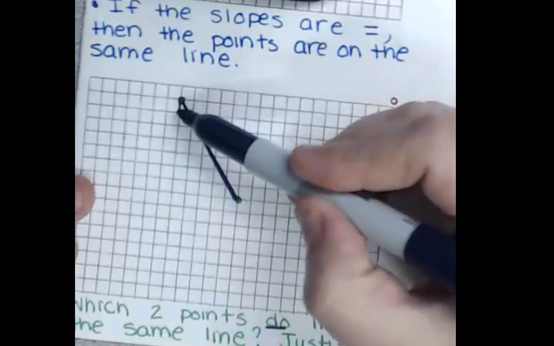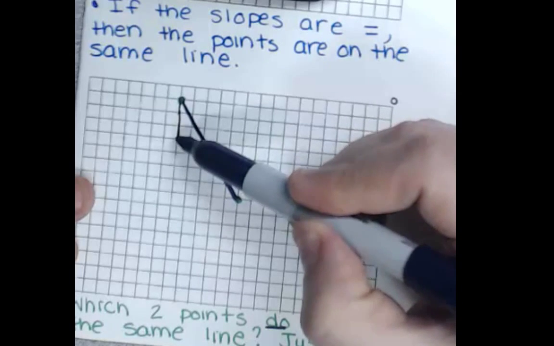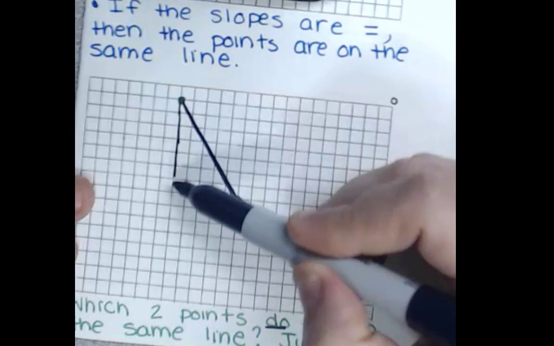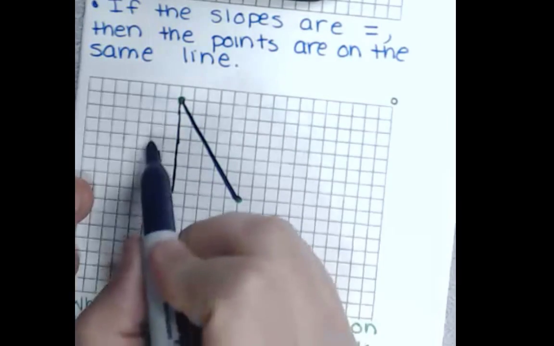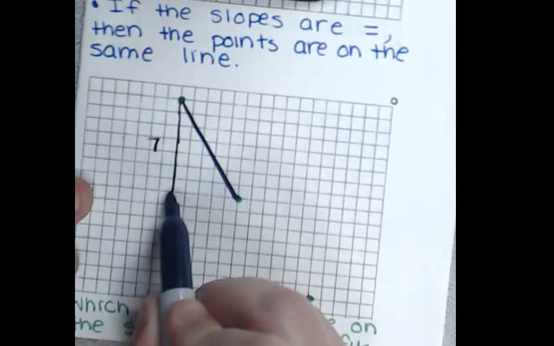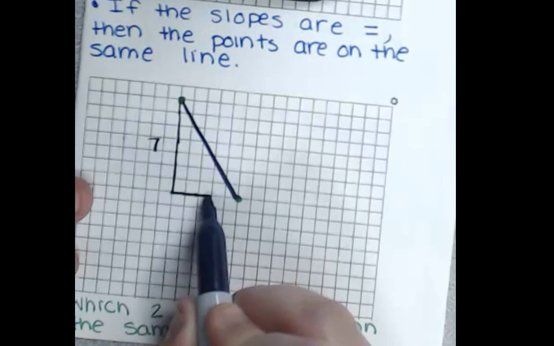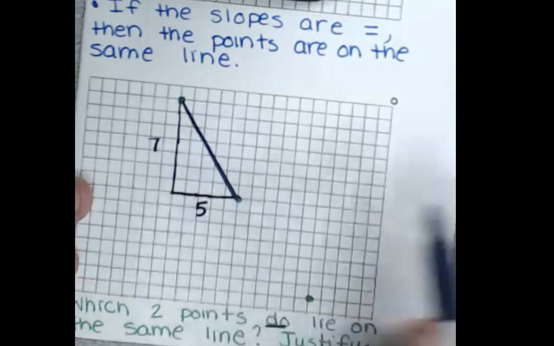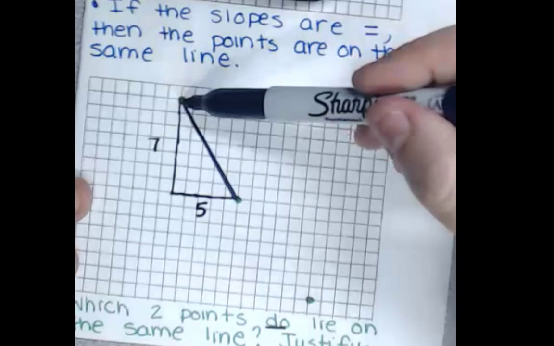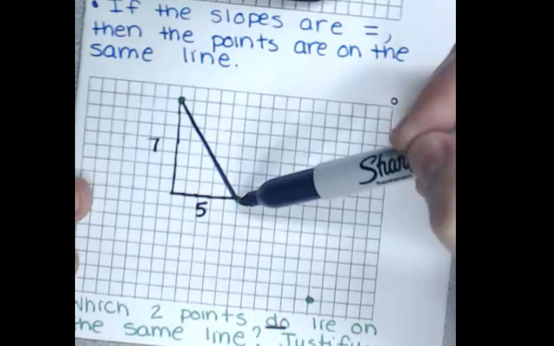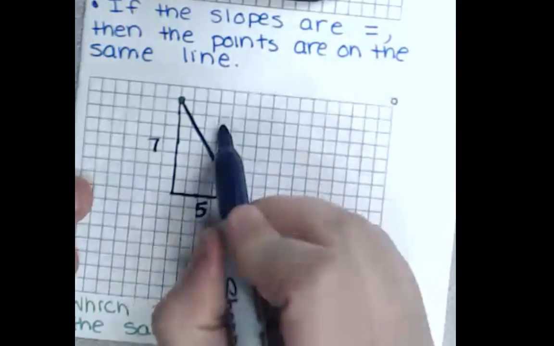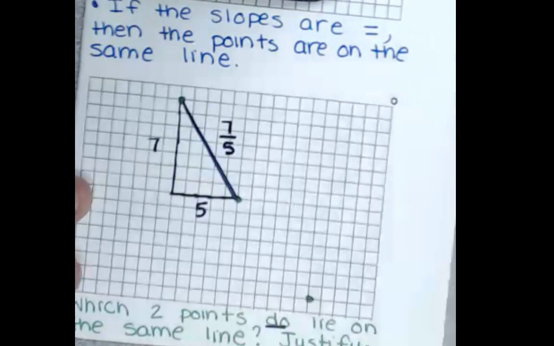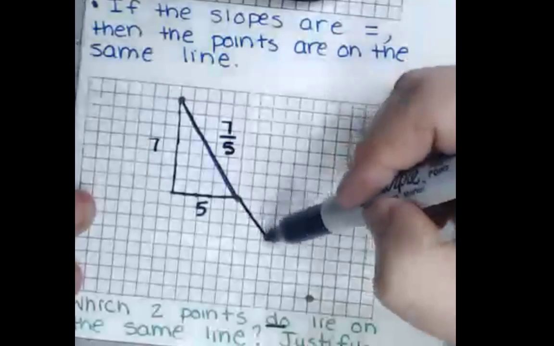So this has a rise of 1, 2, 3, 4, 5, 6, 7. This has a run of 1, 2, 3, 4, 5. Therefore, the slope of the line that connects the first point to the second point is 7/5.